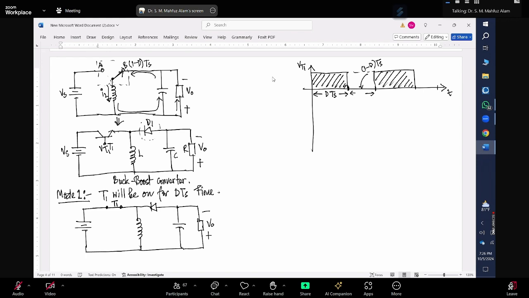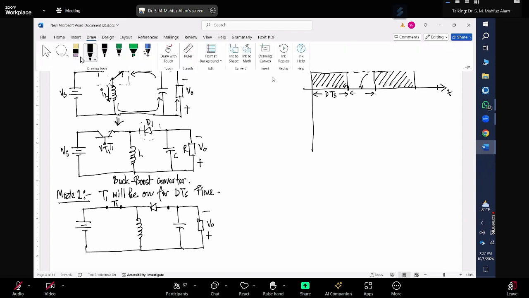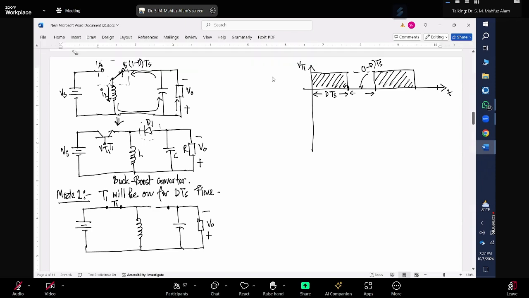As you can see, the negative polarity of the output will be connected to the anode of the diode. So what will happen here? This diode will be turned off. So what we can see here is that instead of this switch, we can keep this terminal.